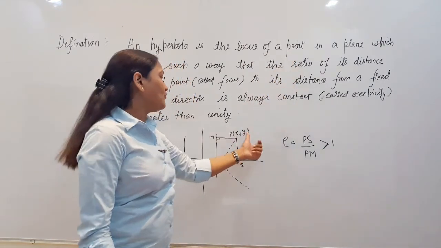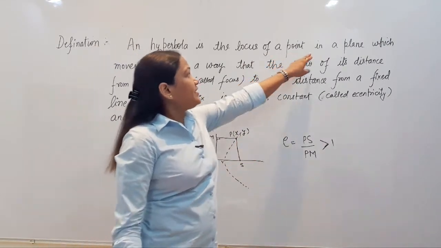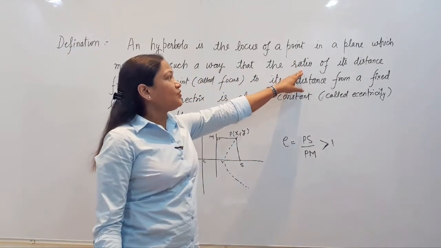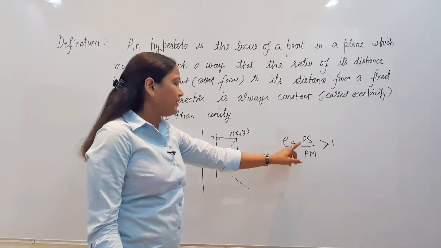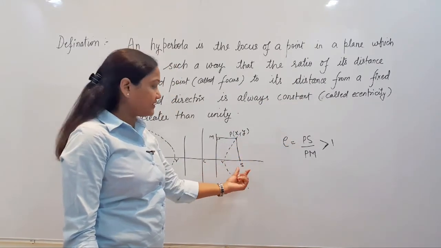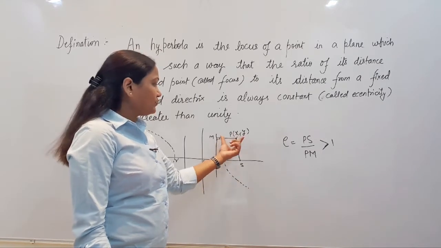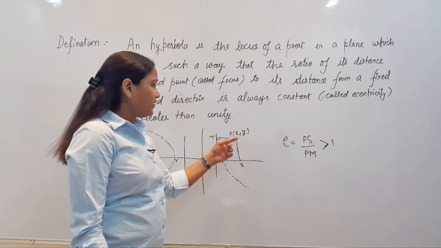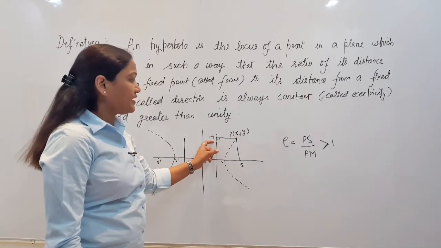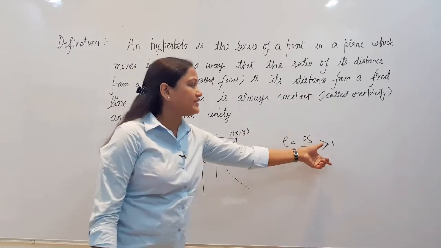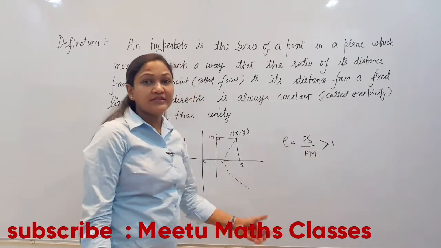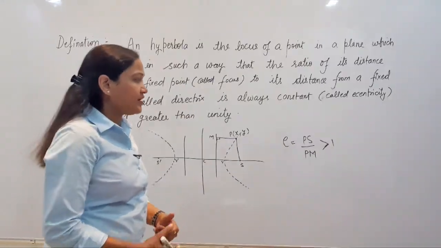ये जो point है ये एक moving point है, which in a plane moves in such a way that the ratio of this point, its distance from a fixed point that is called focus to its distance from a fixed line that is called directrix. ये जो ratio है PS upon PM, that is always constant, that is called eccentricity, and that eccentricity for this type of conic section is greater than 1.